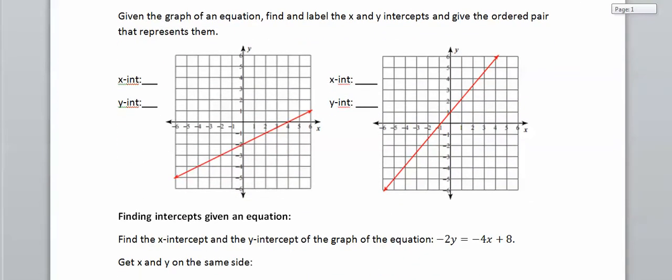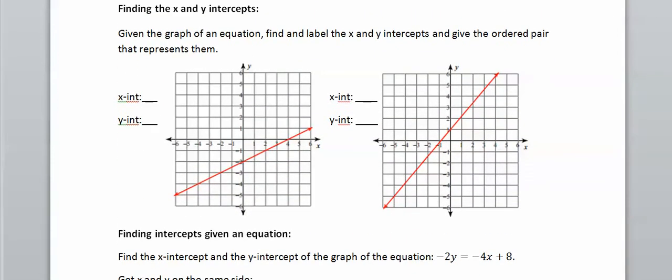Alright, so finding the x and y intercepts. First, it's important to know what an intercept actually is. An intercept just means that it crosses something. So if I'm looking for the x-intercept, I'm looking where it crosses the x-axis. And if I'm looking for the y-intercept, I'm looking for where it crosses the y-axis.